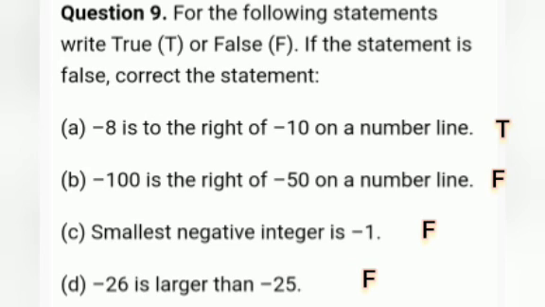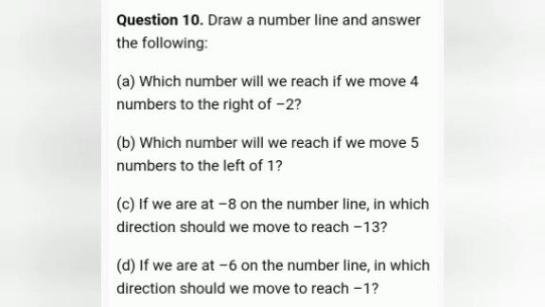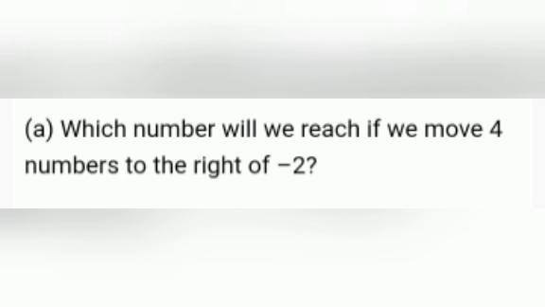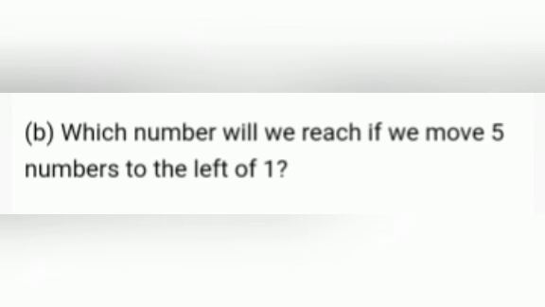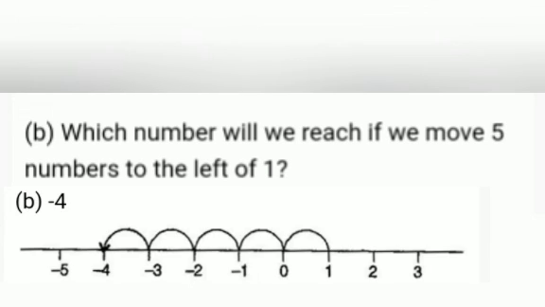So by now you would have a very good idea about the number line. Coming to the next question, we have to draw a number line and answer the following questions. We will see all these questions one by one. First one, which number will we reach if we move 4 numbers to the right of -2? From -2 we hopped 4 places and we reached 2. So the answer is 2. Next question, which number will we reach if we move 5 numbers towards the left? We will hop to the left side: 1, 0, -1, -2, -3 and then we reach -4.